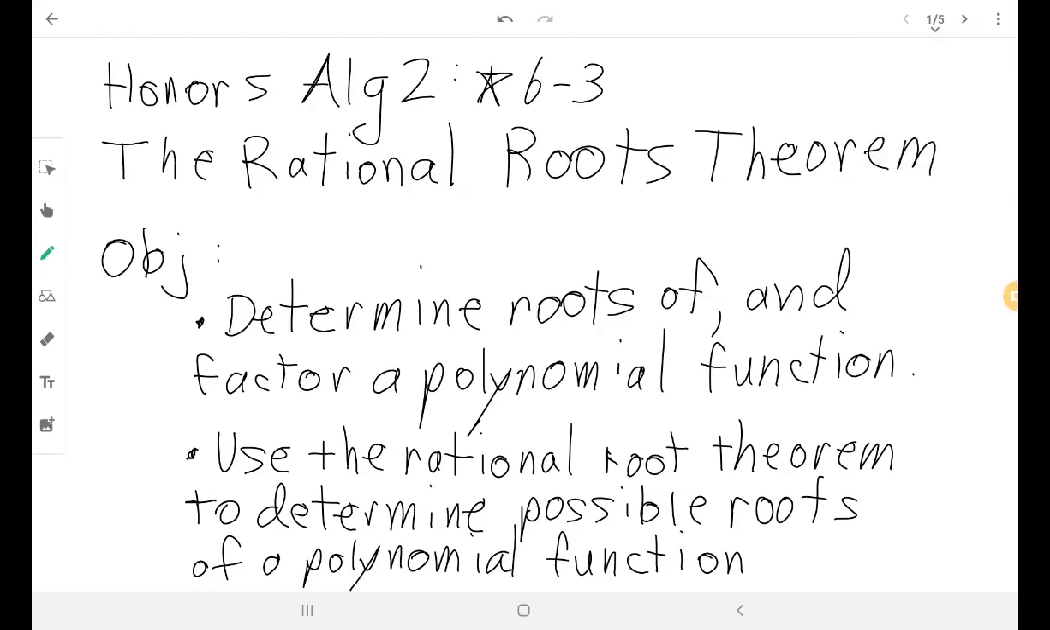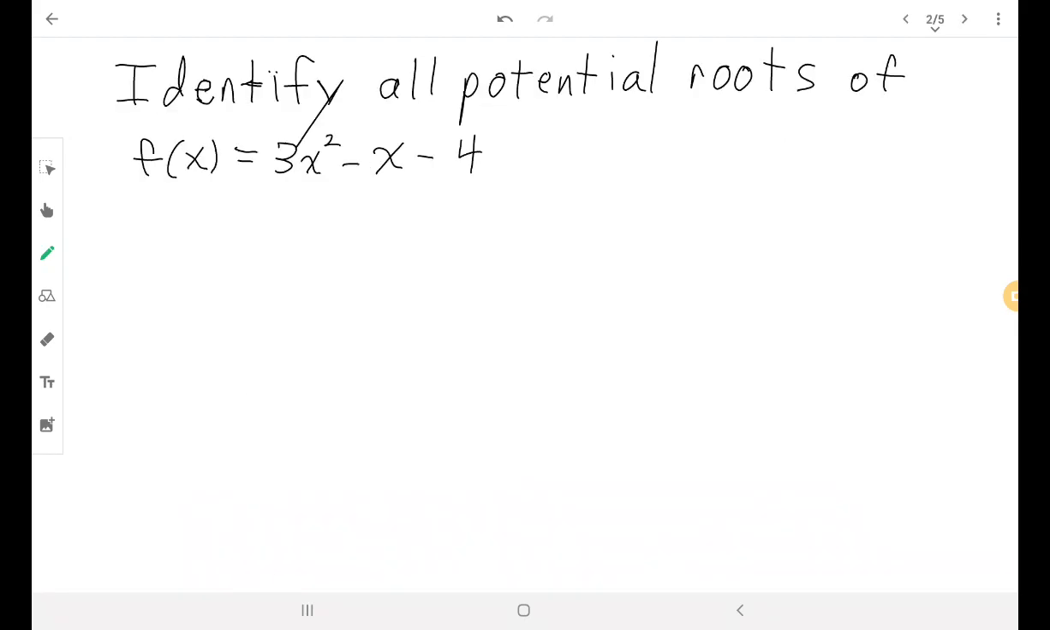So today we're going to talk about the Edgenuity section 6.3, the rational roots theorem. There are two objectives to this section. The first is to determine roots of and factors of a polynomial function, and to factor a polynomial function. And to use the rational root theorem to determine possible roots of a polynomial function. And so we're going to talk about finding the possible roots first, okay?